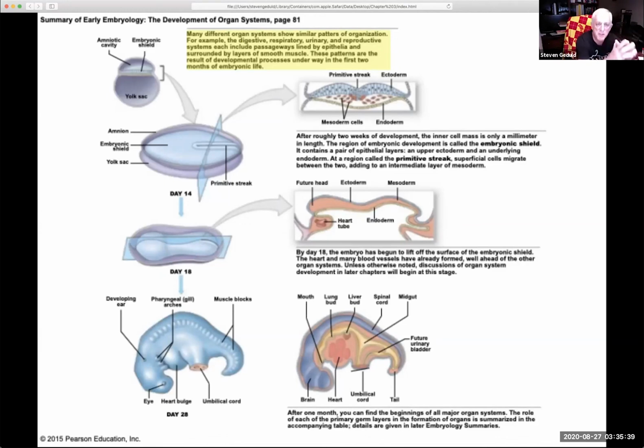So many different organ systems show similar patterns as they organize. Digestive system, respiratory, urinary, and reproductive system each include passageways that are lined with epithelium, surrounded by layers of smooth muscle. All of those start off exactly the same. Patterns are a result of the development process during the first 2 months of embryonic development. You can see how they form. A lot of our organ systems develop the same way, and then they start to differentiate. But they have the same epithelial systems, the same linings, the same processes. They have to create a lumen where things are resorbed, things are excreted, and so on.